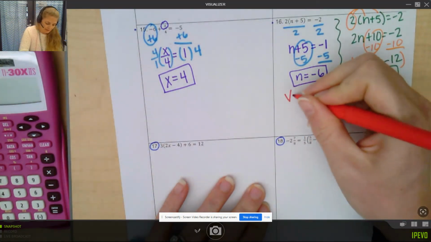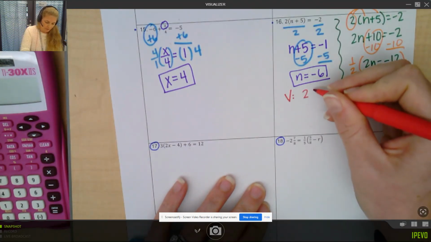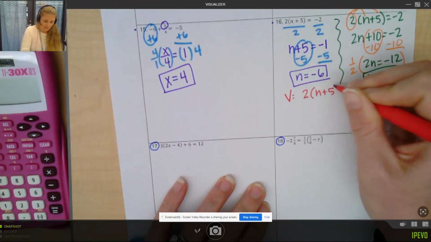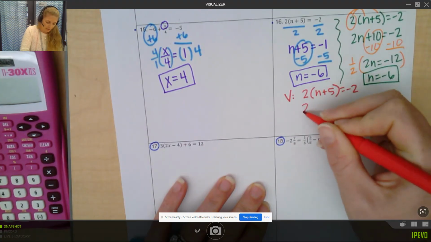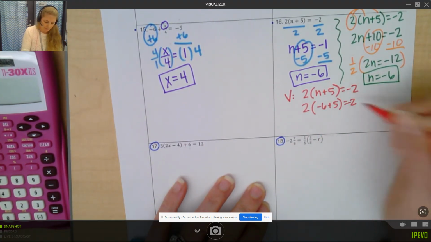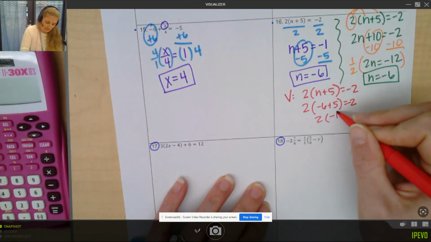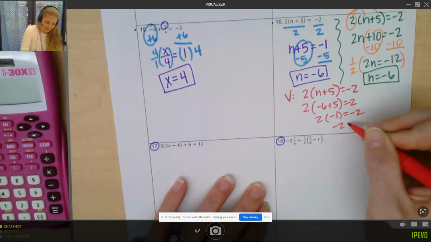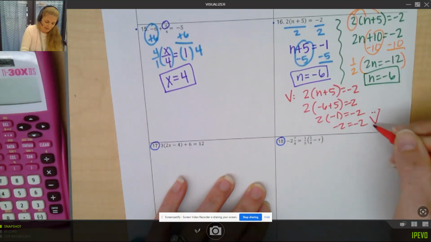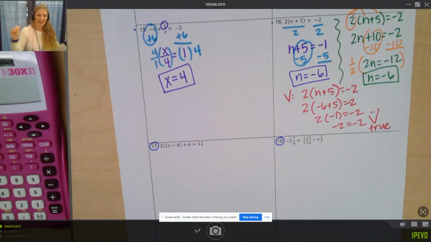Let's do our check since this is an even problem. And we'll write the original. 2 groups of n plus 5 is equal to negative 2. 2 groups of negative 6 plus 5 is equal to negative 2. Don't lose your negative. 2 groups of negative 6 plus 5 is negative 1 equals negative 2. And yes, negative 2 is equal to negative 2. That is a true statement. So you know you got it right.